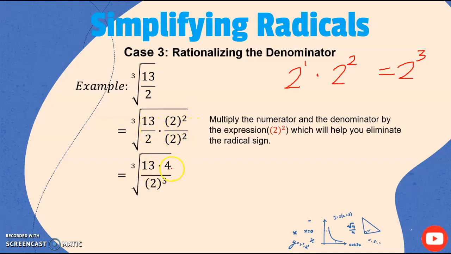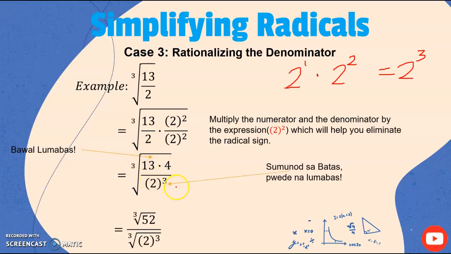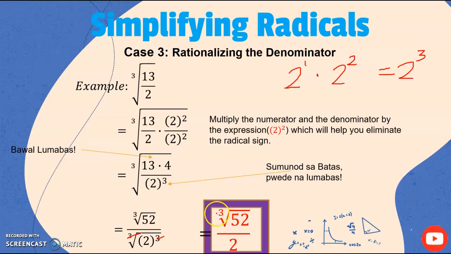So it's going to be 13 times 4, and then the denominator is completed, it's 2 cubed. In the numerator, it can't come out, and in the denominator, it is allowed to come out. So we have to separate the radical symbols: cube root of 52 over cube root of 2 cubed. Now this can be canceled. Then the numerator, just copy it. Which gives us the final answer of cube root of 52 over 2.